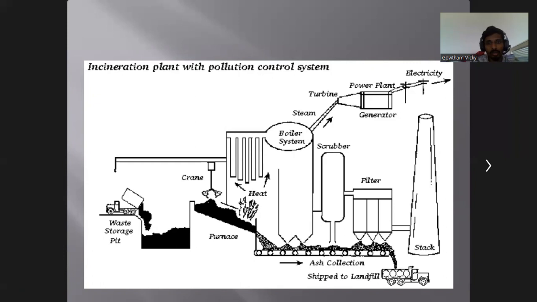It should be used for the turbine systems and then power plant and then electricity, and then the boiler systems can be used, and then scrubber also used and a filter can be used, and the stacks, that means stack plume, this also can be used, and then the ash collection and then shipped to the landfills, and then furnace systems and then crane systems and then heat systems. So these are the different kinds of waste storage pits which can be used in the incineration plant with pollution control system.